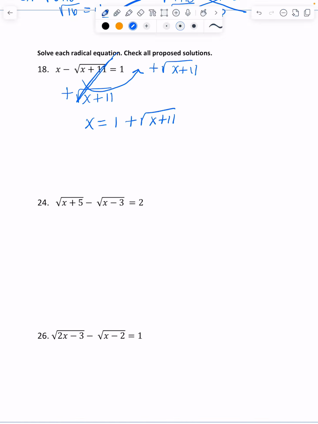Is there a way that I could get the radical part by itself? I could take this 1 to the other side, and since it's positive, I would subtract it. That's going to get it to cancel out. And I did all that work just to get the radical by itself. So what's the next step after you get the radical by itself? We're going to square both sides.